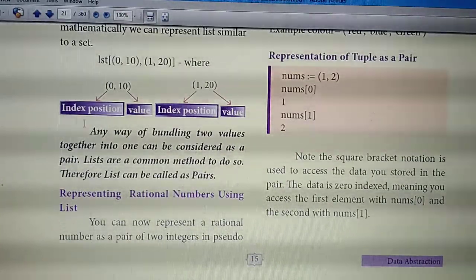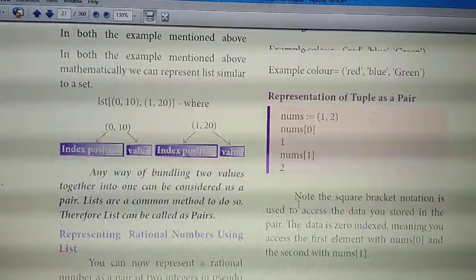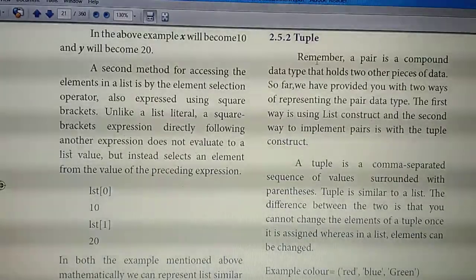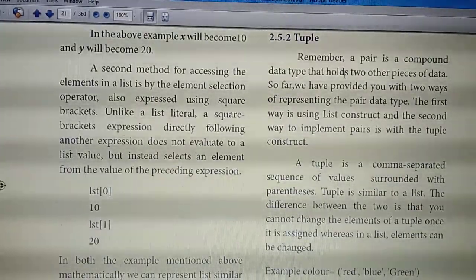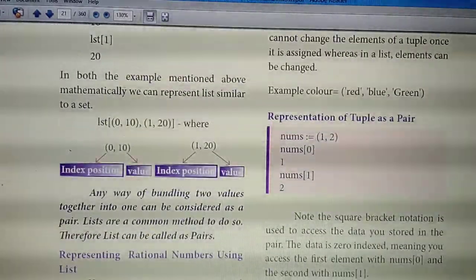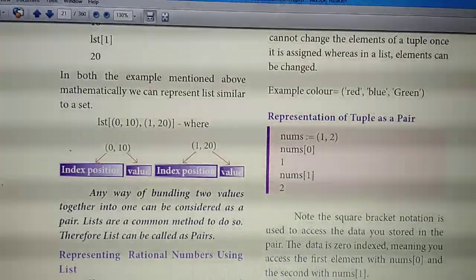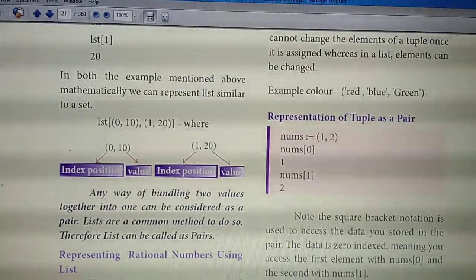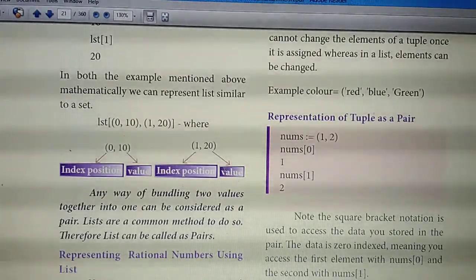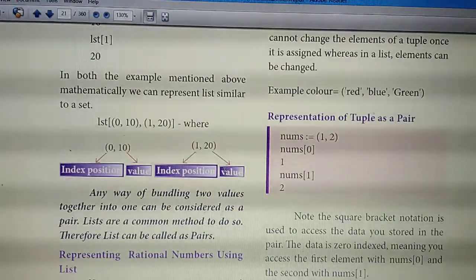Starting from here: any way of bundling of two values, up to this. Okay. Called pairs. Then third point, under the heading tuple, a pair is a compound data type that holds two other pieces of data. Third point. Then this example you should draw and write fully, from this one, list 0, 0 to this index position and value. Understand? Have you all marked? The next question.